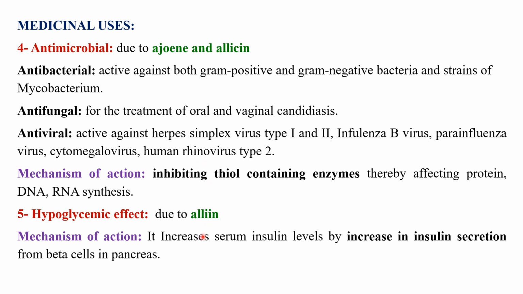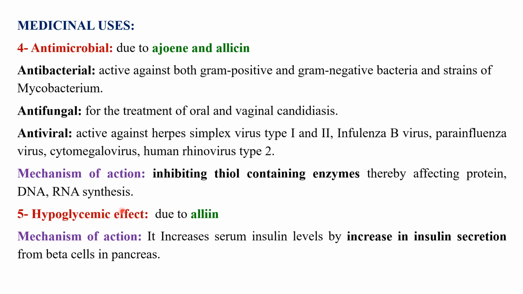Garlic, as well, due to its allicin content, has a hypoglycemic effect. It increases the serum insulin level by increasing insulin secretion from beta cells in the pancreas. So garlic is used as an anti-hypercholesterolemic, anti-hypertensive, and also anti-hyperglycemic agent.